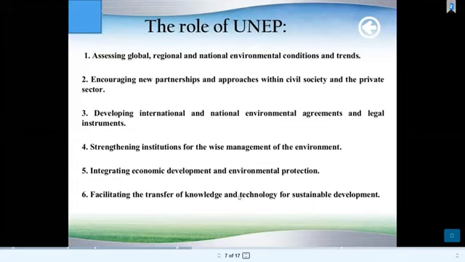Next one, integrating economic development and environmental protection, and facilitating the transfer of knowledge and technology for sustainable development. So these are the roles of the UNEP. Mainly it is concerned with environmental agreements, to make things environmentally friendly and to protect the environment.